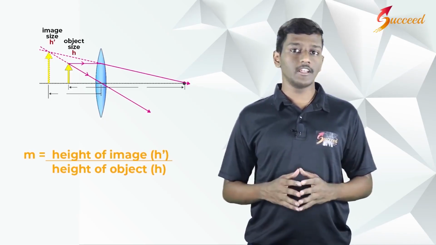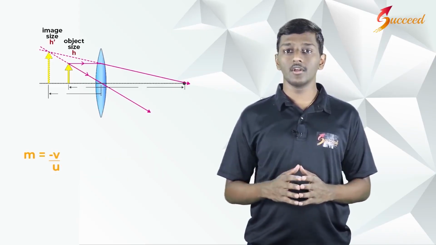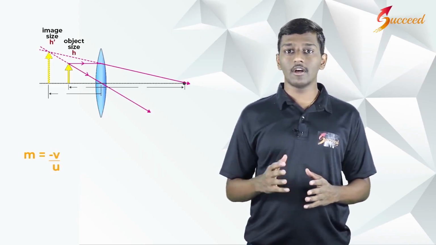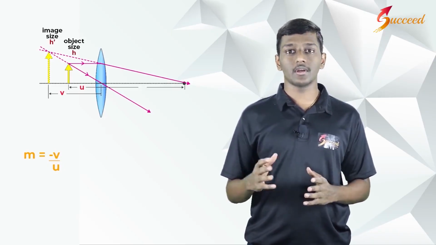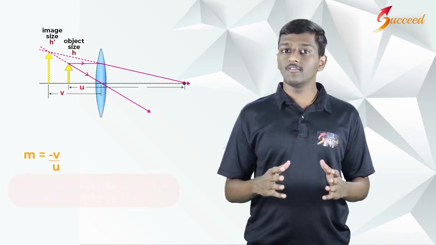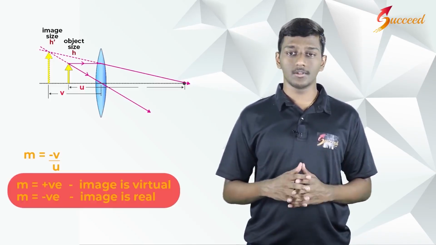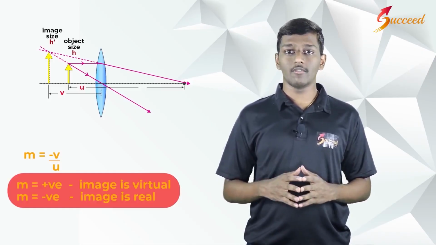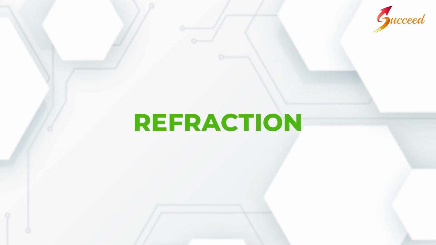M can also be defined as M is equal to minus v by u, where v and u are the image and the object distance respectively. If the value of M is positive, then the image is virtual. If the M value is negative, then it is a real image. Now let us learn another phenomenon of light, refraction.